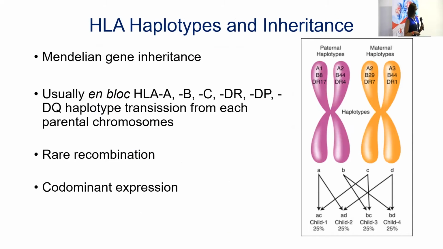So in terms of inheritance of the genes, we inherit them in a Mendelian fashion, and what we inherit is one haplotype from either parent. Okay, and usually this is inherited as a block of all the important genes, the ABC, DP, DQ, and DR. It's very rare for there to be a somatic recombination that will cause a change in what the child inherits from the parents. So usually we inherit everything. That is what we call a haplotype. Both the haplotypes inherited from either parent will be expressed.